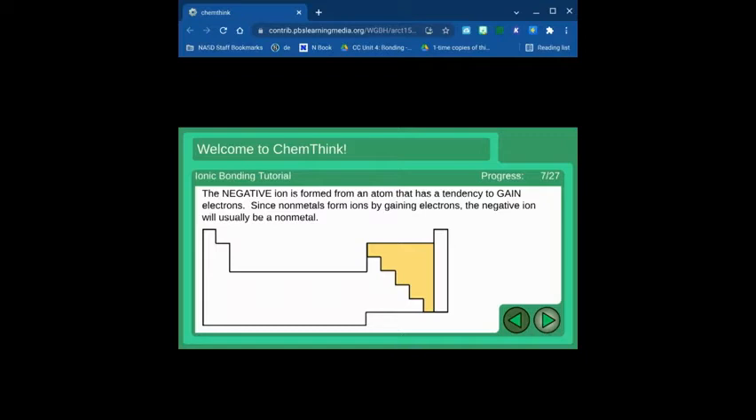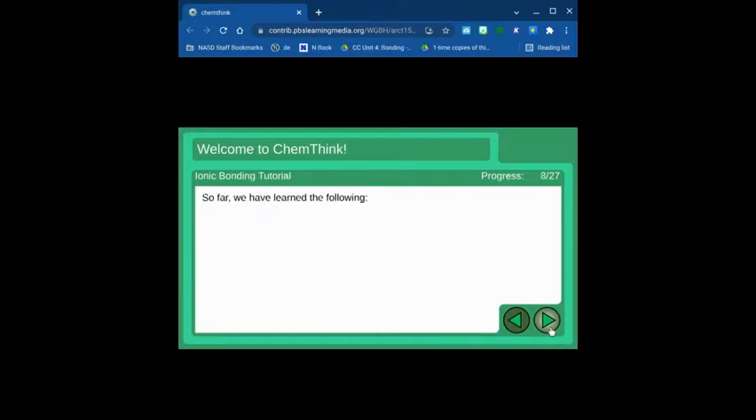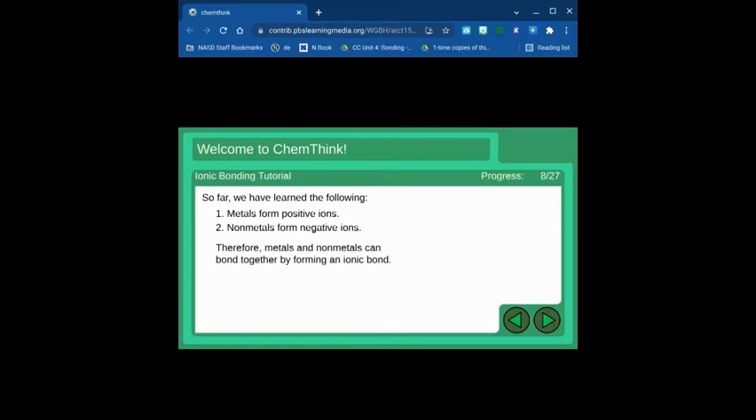Answer your next question. Atoms on the right side of the periodic table tend to form negative ions. So far, we have learned the following. Number 1, metals form positive ions. Number 2, nonmetals form negative ions. Therefore, metals and nonmetals can bond together by forming an ionic bond.